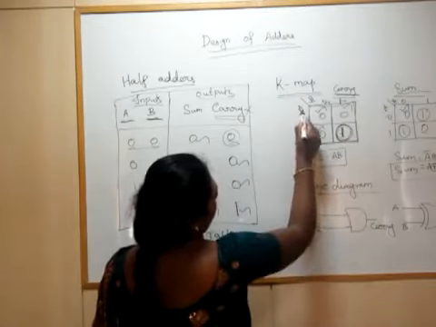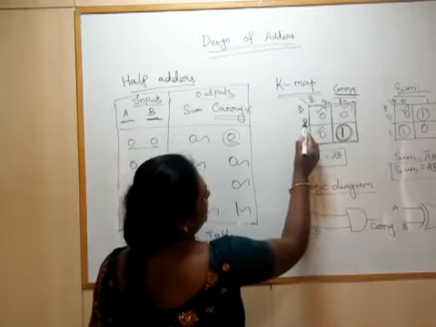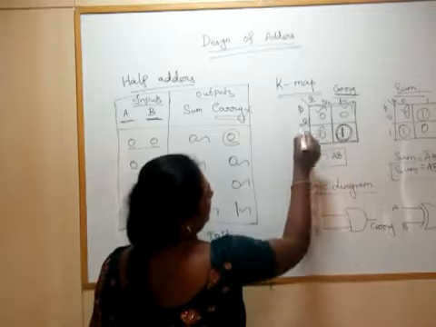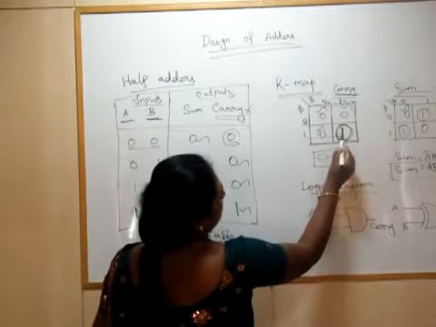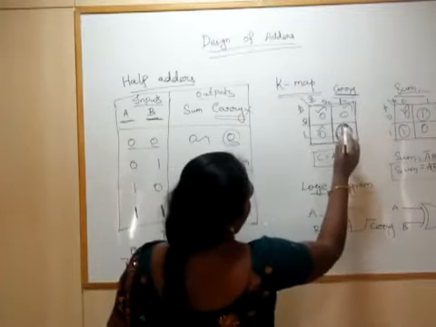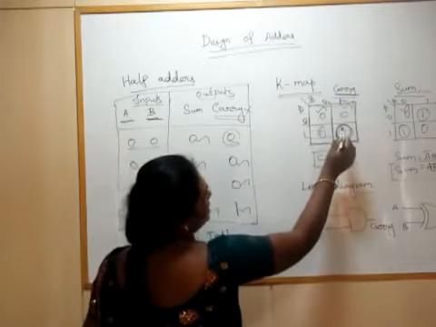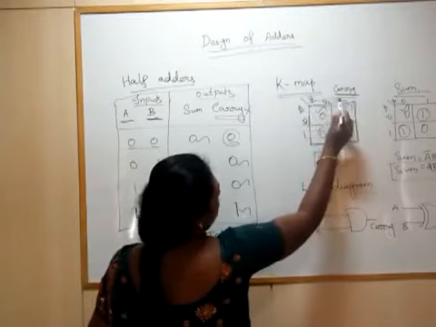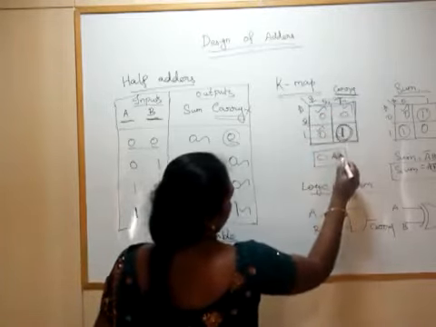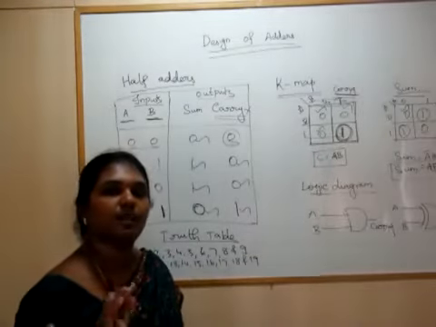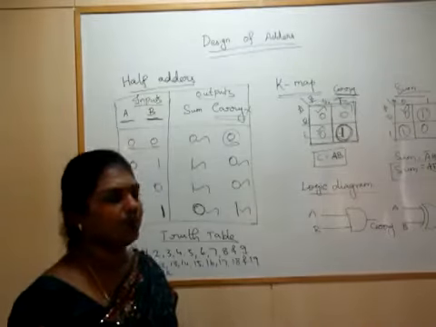If A is 0 you should enter A bar here, but here A is 1, so you should enter A. Then the 1 is here, and this column is equivalent to B, so you should enter B here. So carry C equals A into B, sum of product terms, SOP form.